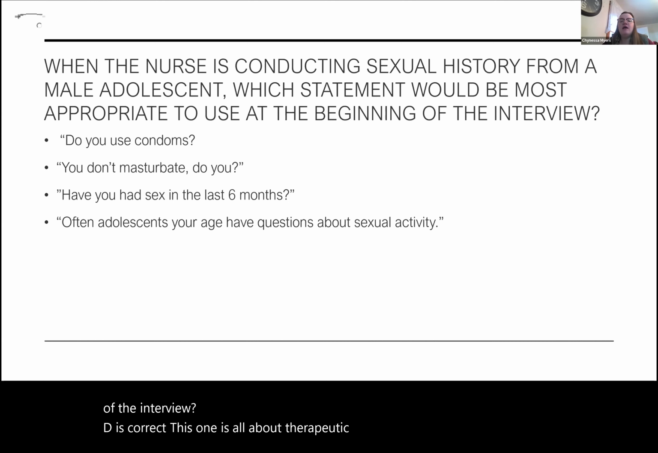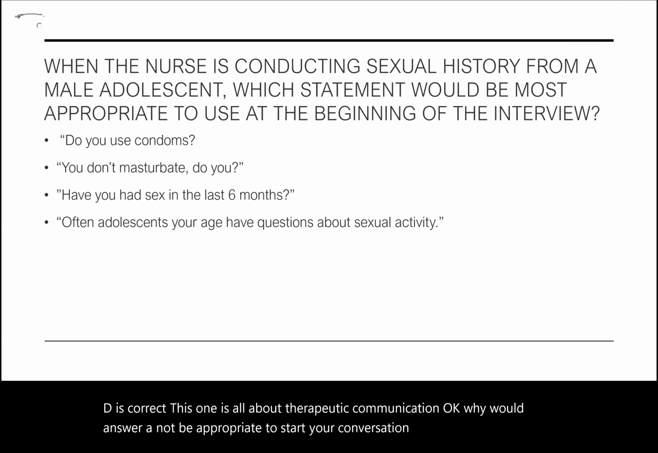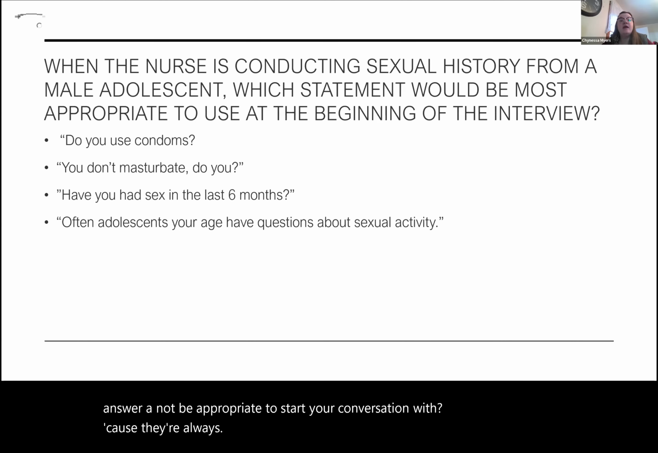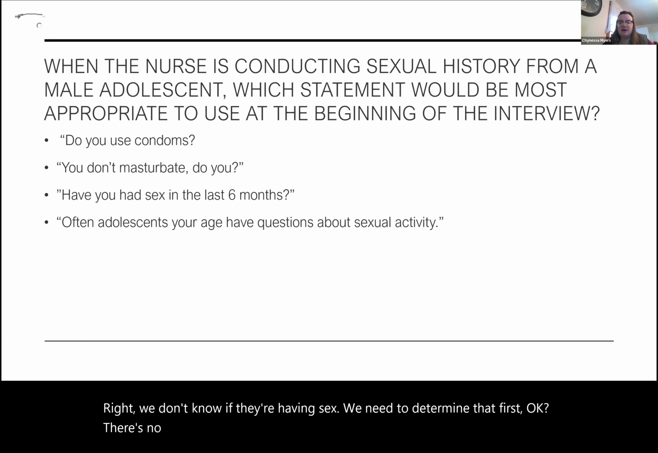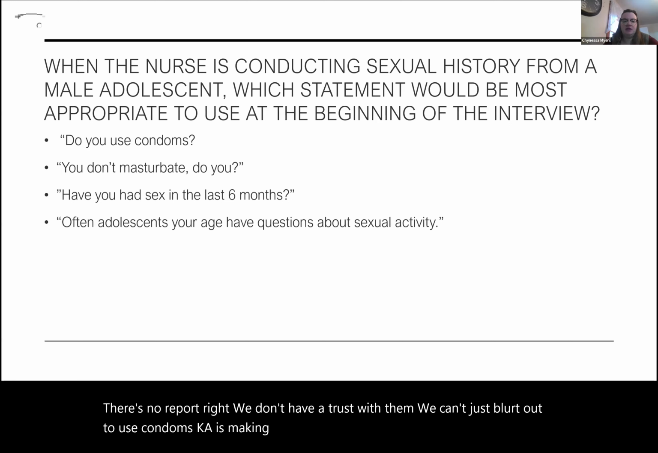Okay. Why would answer A not be appropriate to start your conversation with? Because you don't know if they're having sex. Right. We don't know if they're having sex. We need to determine that first. There's no rapport, right? We don't have a trust with them. We can't just blurt out, do you use condoms? Okay. A is making an assumption. Absolutely. Okay. What about B?